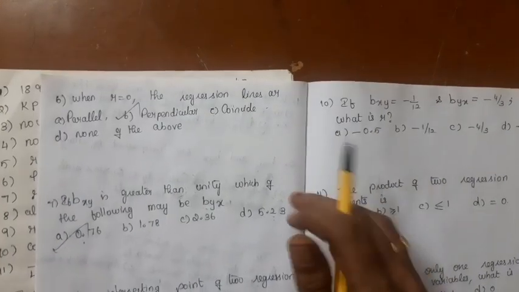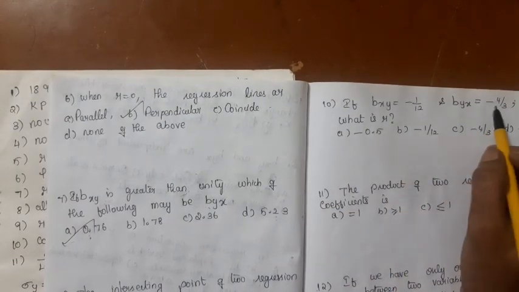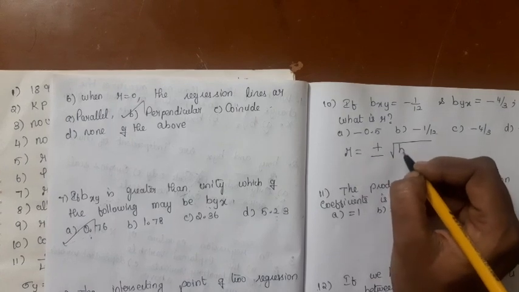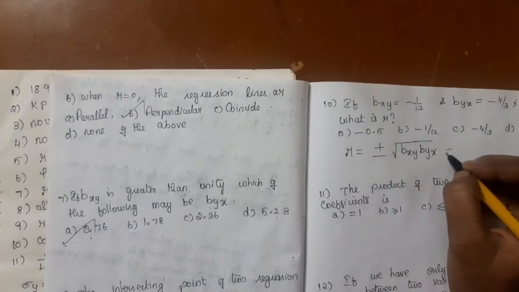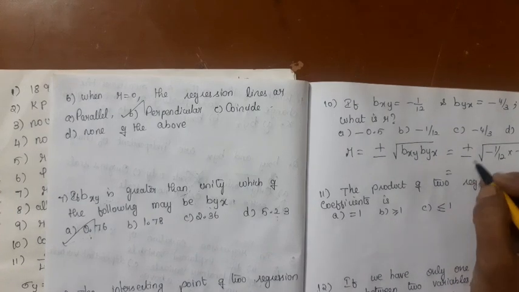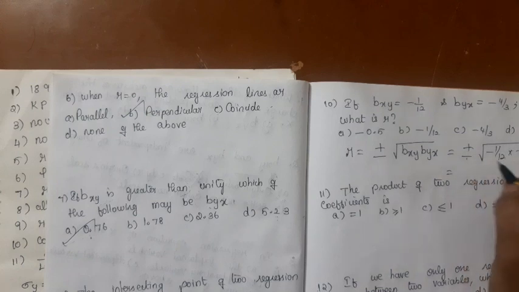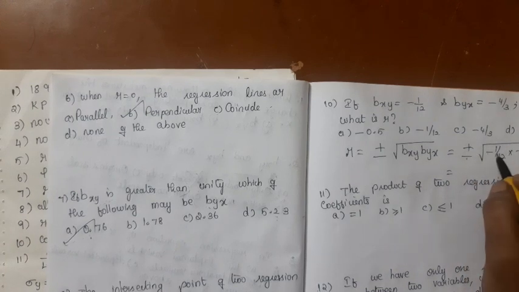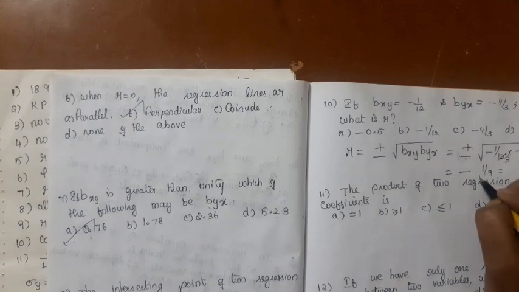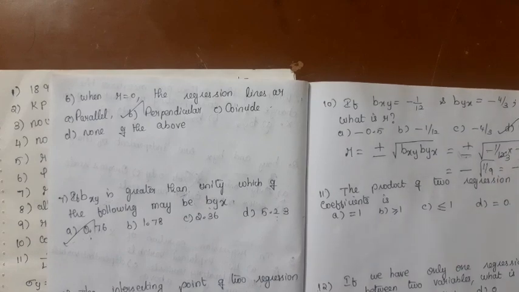opposite direction. If bxy is minus 1 by 12 and byx is minus 4 by 3, what is r? r is equal to plus or minus square root of bxy into byx, square root of minus 1 by 12 into minus 4 by 3. See, you have plus or minus here, because whatever be the value, positive or negative, this formula is going to give a positive answer. So to consider the sign, you use this plus or minus. If both of them are negative, take negative. Okay, 1 by 9, right? If you take the square root, it is minus 1 by 3. Minus 1 by 3, option D is the right answer.